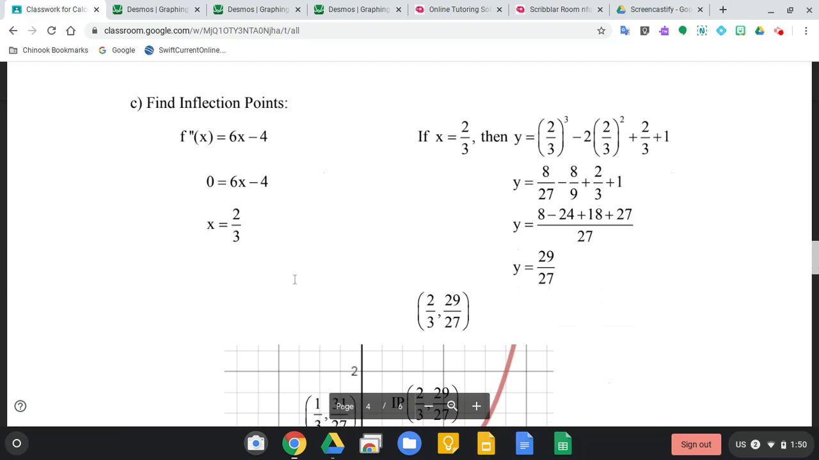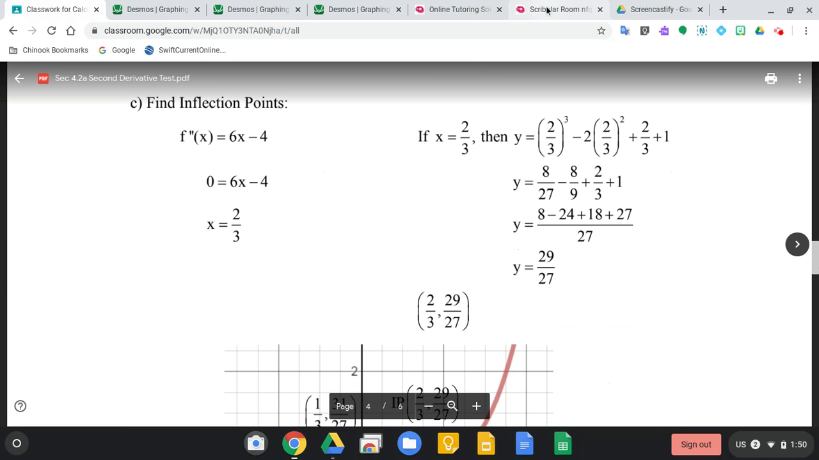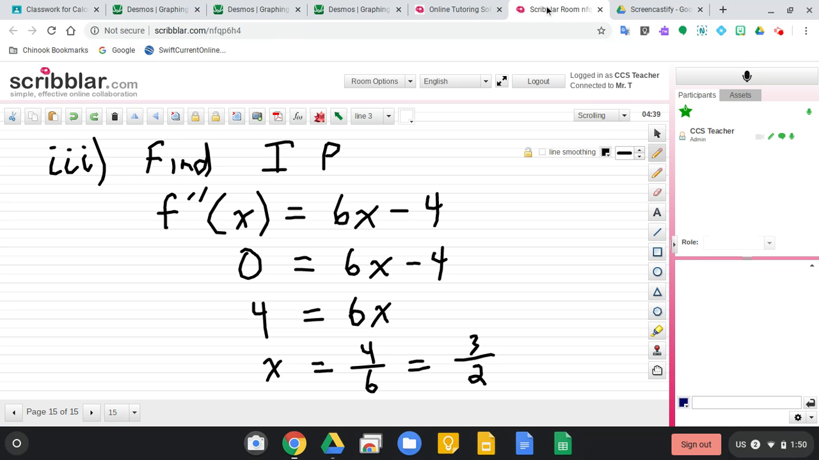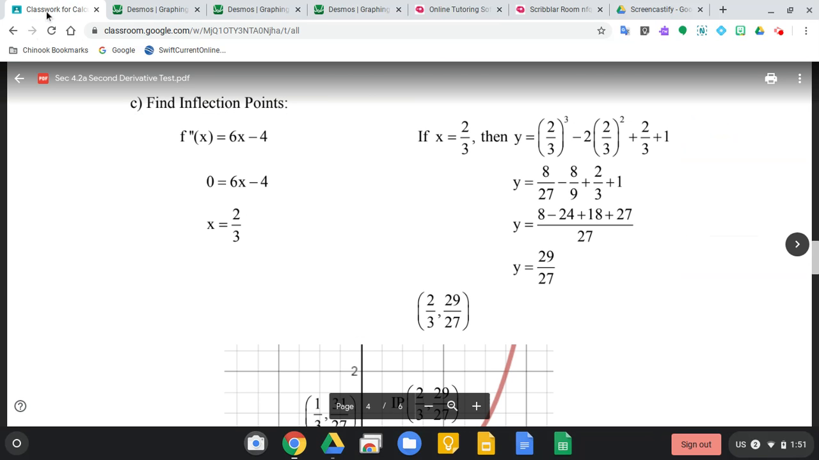So I got an x value of 2/3. Is that what I put? No, I didn't. What a dummy. 3/2. That reduces to 2/3, dummy. All right. Now if I go back to my classroom, that has been more painful than necessary.